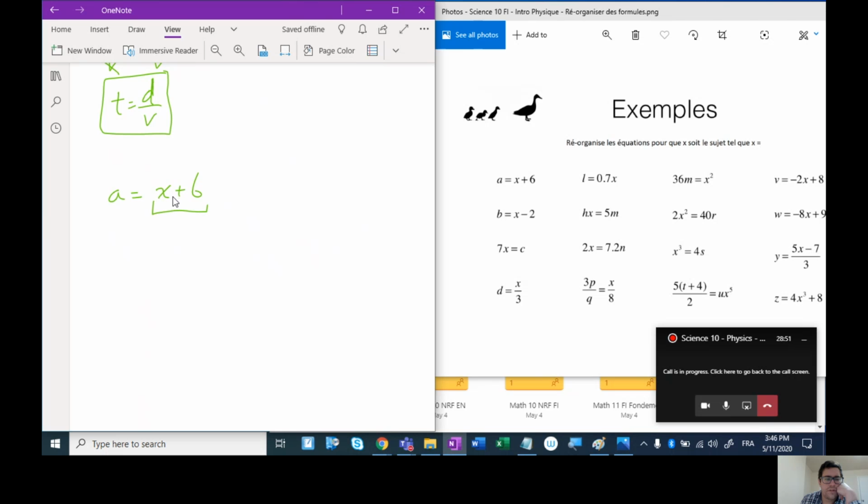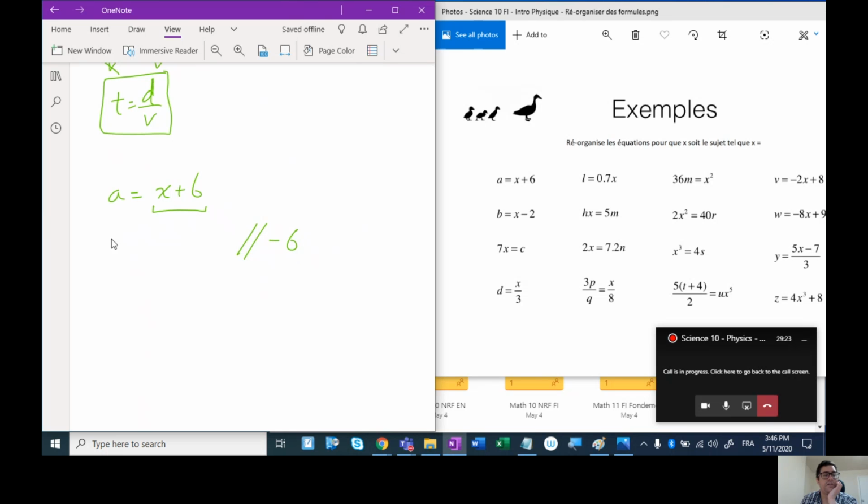Right, so there's a plus 6 being added that we don't want. We wish it was simply this. No plus 6, no nothing. So how do we get from here to here? What do we have to do? You're going to do what? Minus 6. Right, so the opposite of plus 6 will be minus 6.